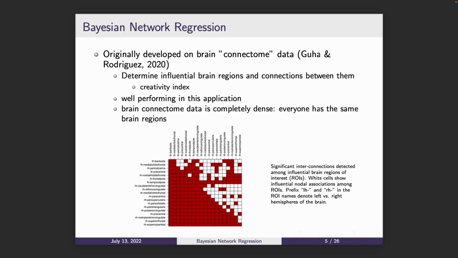This method was originally developed on brain connectome data by Guha and Rodriguez in 2020. In the original implementation, they aimed to determine influential brain regions and the connections between them on a creativity index. This model was very well performing in this application. So the figure here shows some of their results. Each cell in the matrix refers to a connection between two brain regions, and connections which they found to be influential are colored white. It's important to note, however, that brain connectome data is completely dense. Everyone has the same brain regions, and every sample has the same brain regions in it.